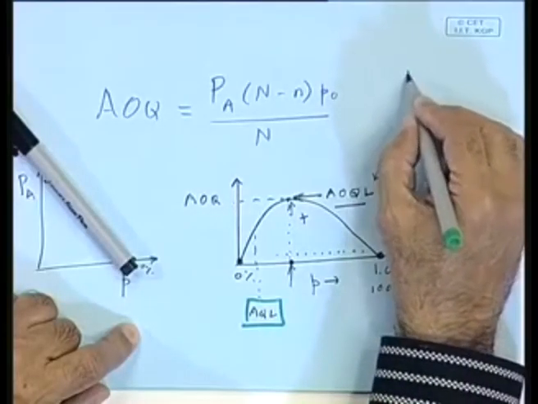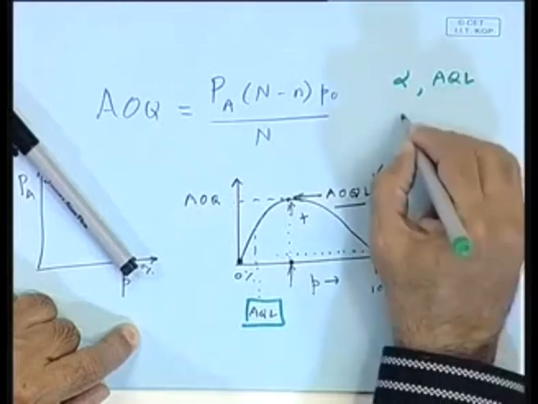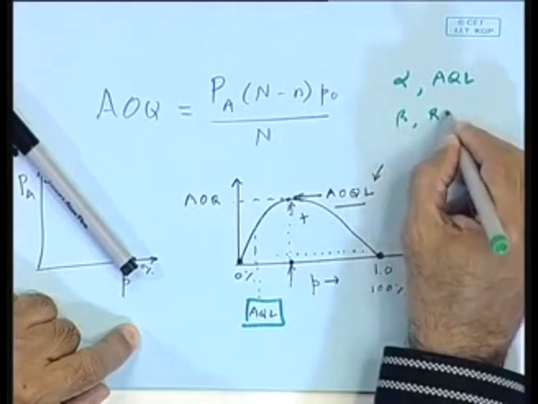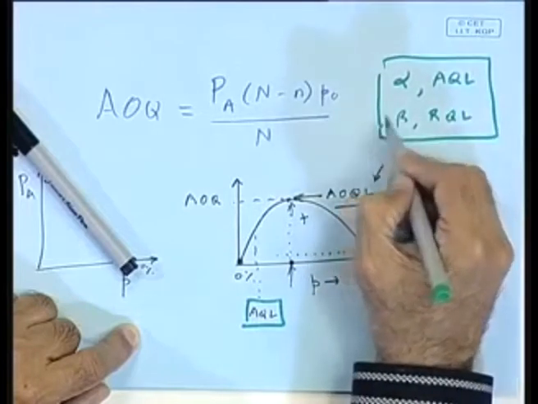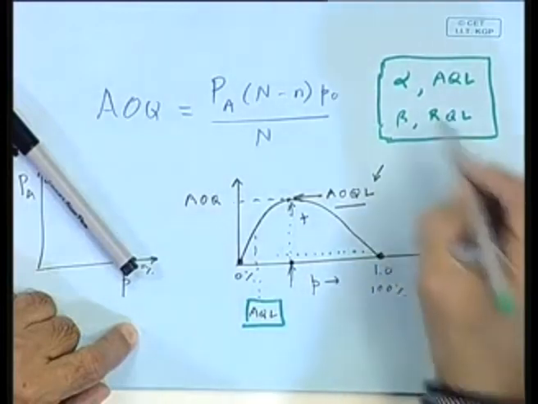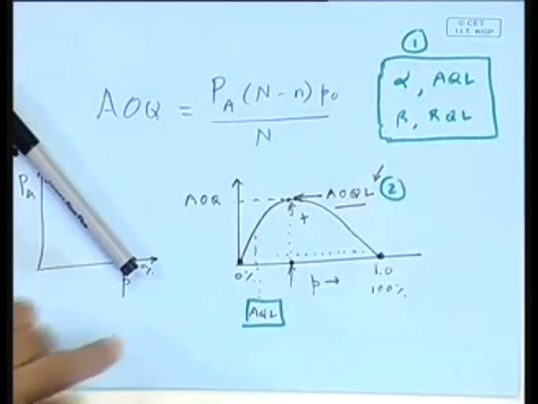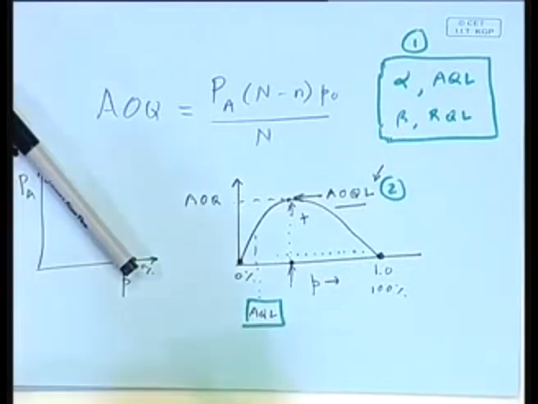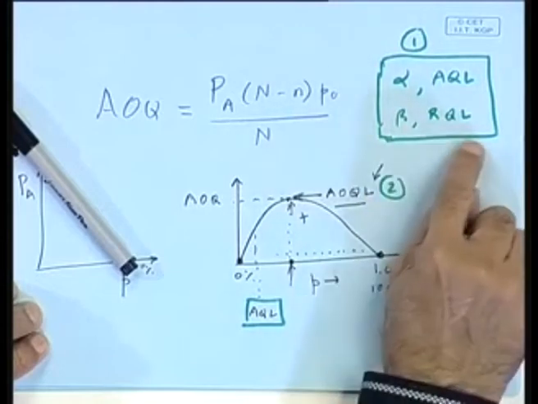I could of course use these things. I could use alpha, AQL, beta, RQL. I could use these constraints to design my sampling plan. So this would be one way. The other way would be to specify AOQL and then come up with a plan. I'm going to show you a method that uses this technique.